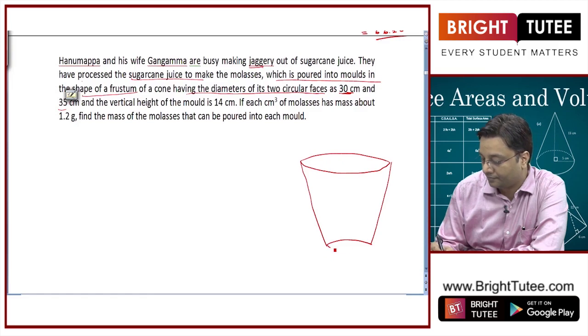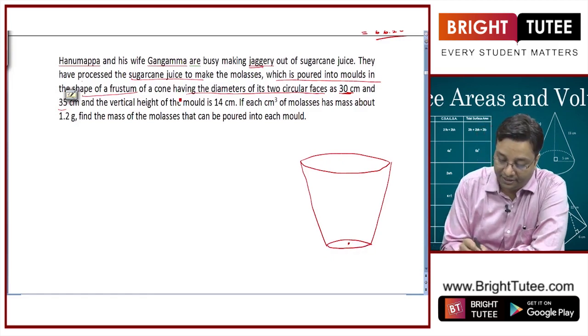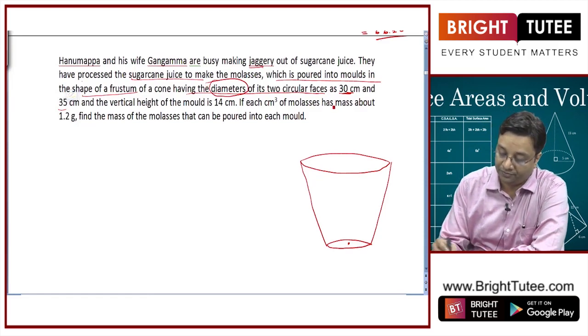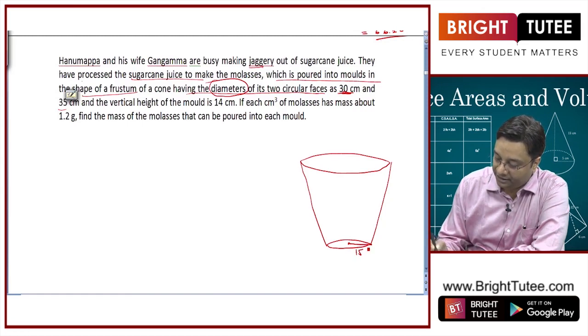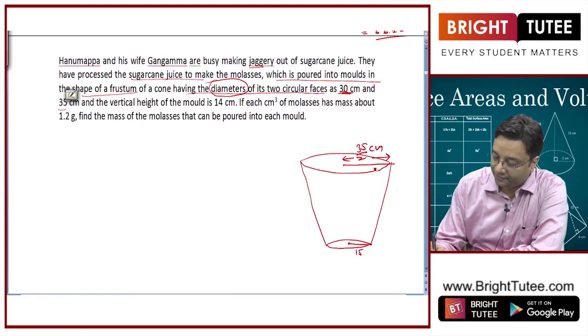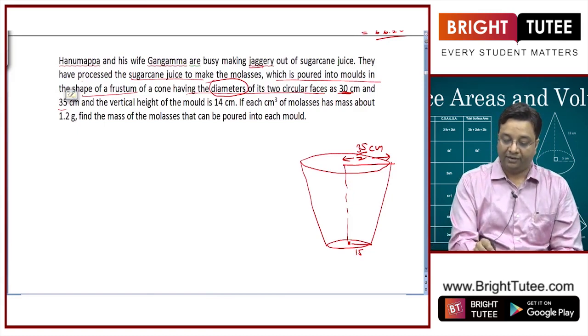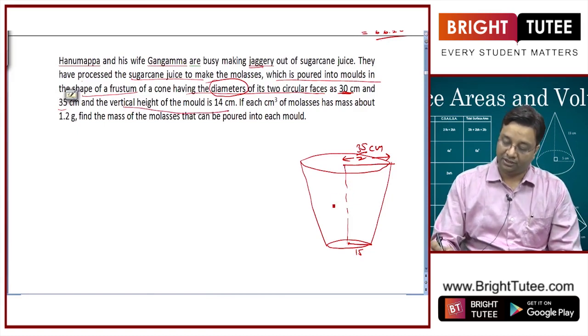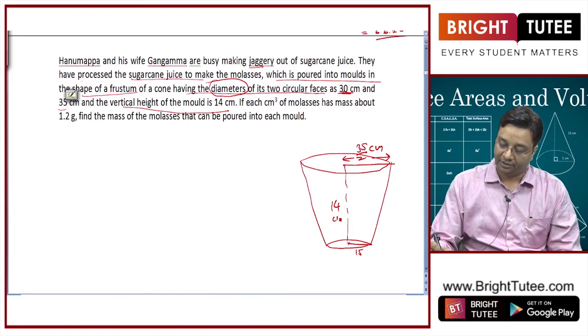And these are diameters of its two circular faces. So what will be the radii? 30 by 2, that is 15 centimeter, 35 by 2 centimeter. Okay. So these are the circular faces of the frustum, and its vertical height is also given, which is 14 centimeter.